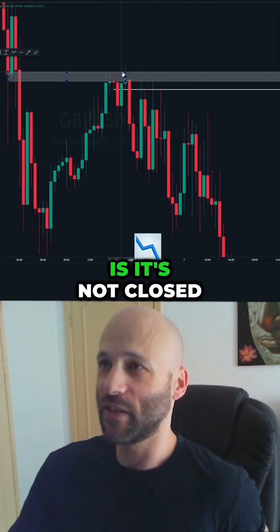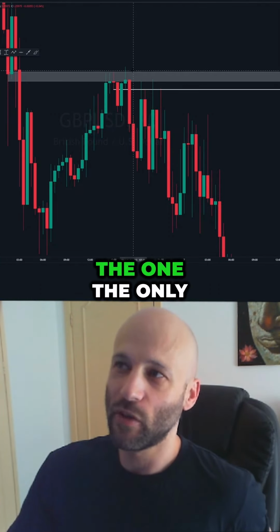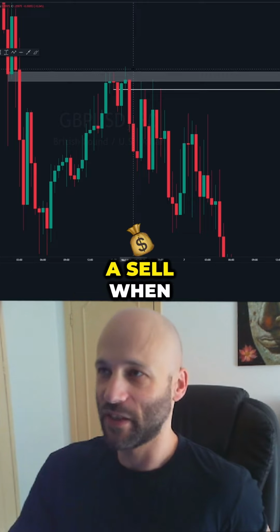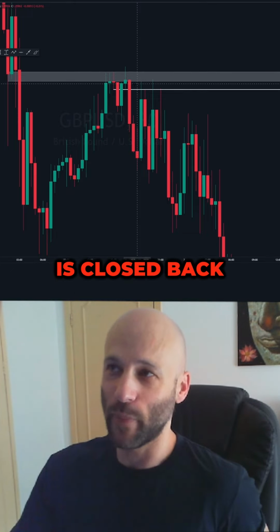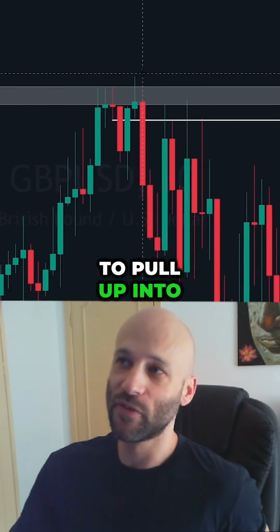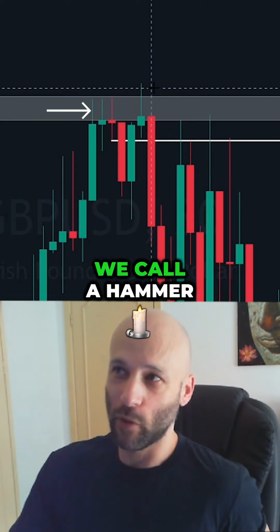What we've got here is, it's not closed back bearish, but this is the only circumstance I would take a sell, when the previous candle was closed back bullish. Price has tried to pull up into the range above. So this is what we call a hammer candle, guys.